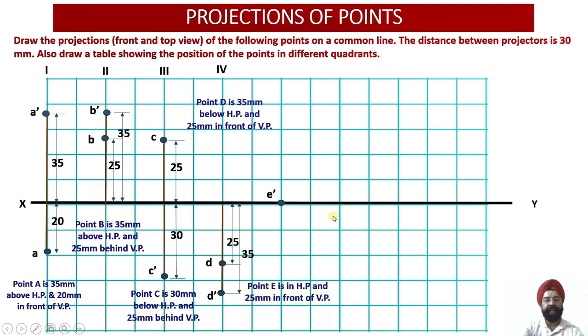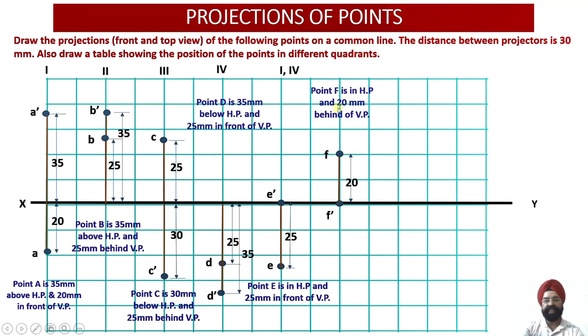Then for point E, it was lying in HP, so E dash appears on the XY line and it lies 25 mm in front, so it will be coming below the XY line. So this distance is E. So the top view lies 25 mm below the XY line. In which quadrant does it lie? First and fourth.